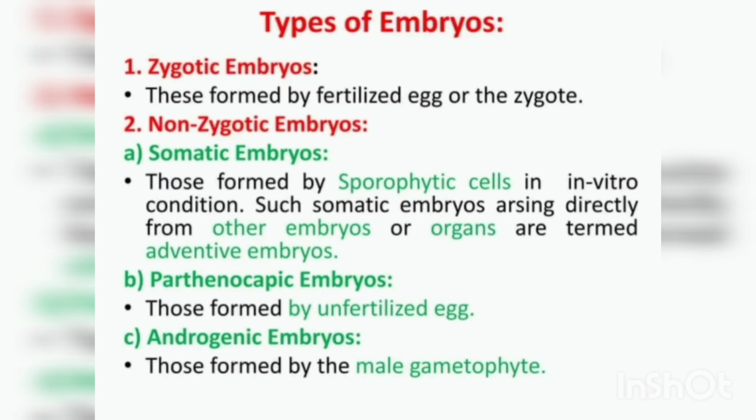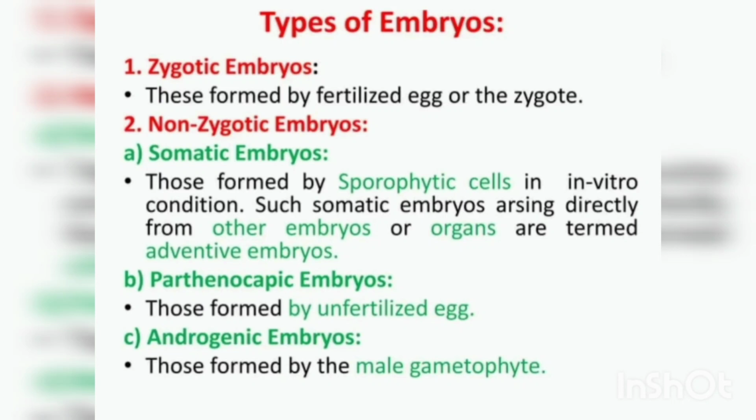So coming to the types of embryos, we know that there are two types of embryos. Zygotic embryos, this embryo is developed from fertilized egg or zygote. So this is the normal embryo, where by the fusion of male and female gamete we can produce embryo. Now non-zygotic embryos are those that are developed from somatic cells. These somatic cells develop into embryos, and they are called adventive embryos. Then if they are formed from unfertilized eggs, then it is called parthenocarpic embryo. If the embryo developed from male gametophyte, then it is called androgenic embryo.